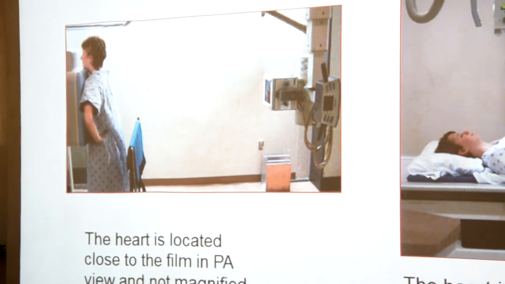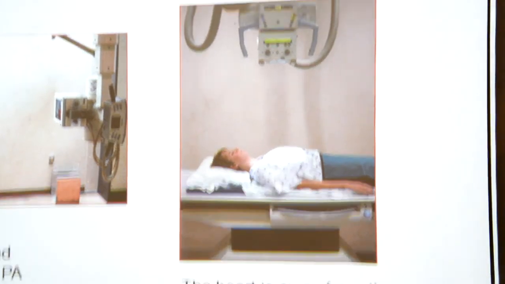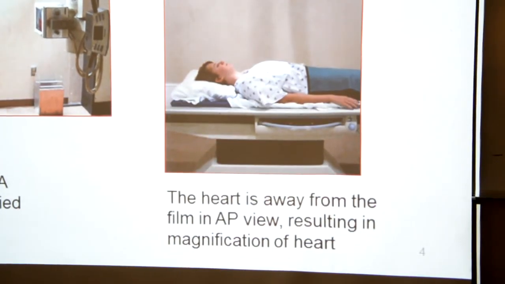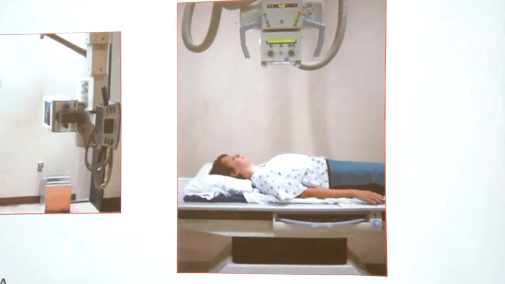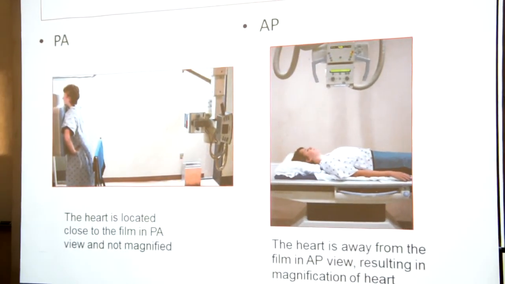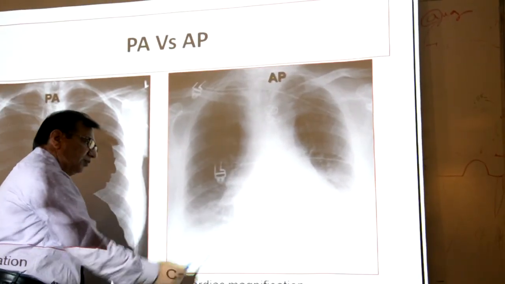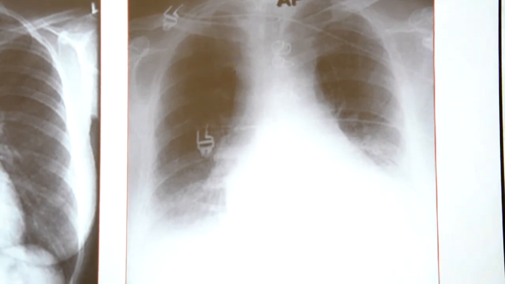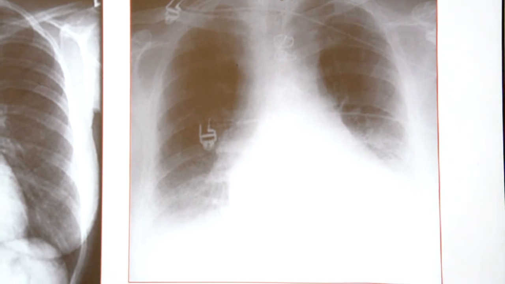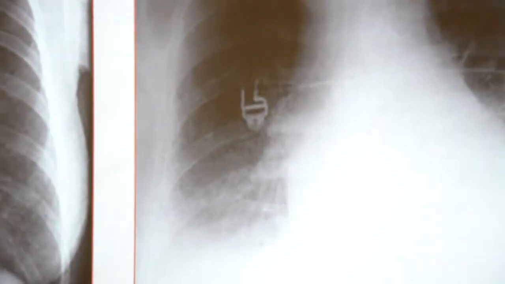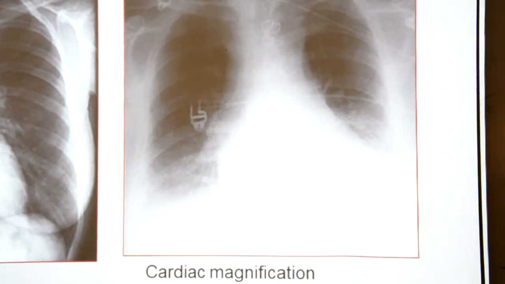While in the case of an AP view, the patient is lying in supine position, the X-ray source is closer to the heart, and the X-ray film is far away from the heart. That's the reason there is a magnification of the heart on the film on AP view. The bases are higher due to the raised intra-abdominal pressure. There are soft shadows at the bases due to congestion. That's all giving a false impression of pathologies.